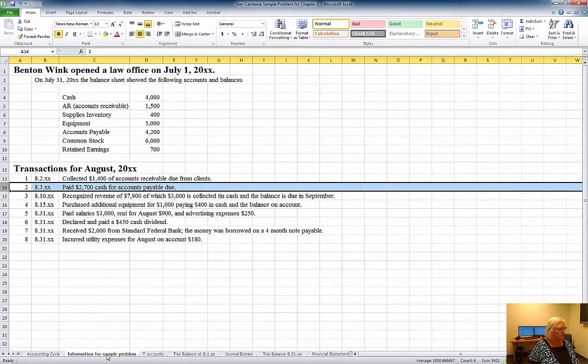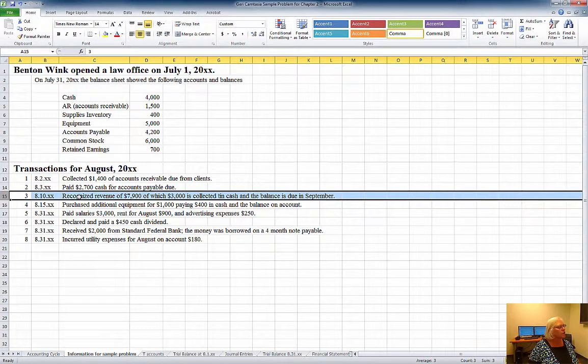All right, number 3 says that we're going to recognize revenue of $7,900. Recognizing revenue means we make the journal entry. So we've earned some revenue this month, $7,900, of which $3,000 was collected in cash. Looks like I have another typo I need to fix. And the balance is due in September. Okay, so we earned revenue. The clients have paid part of it, and the rest of it will be due in September.